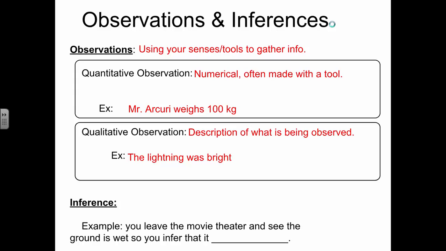So what's an inference then? You guys heard of inferences? You can't observe it directly. It's more like a sentence, sort of. It's like an assumption you might make based on your observation. It's a conclusion you make that's based on some observation.